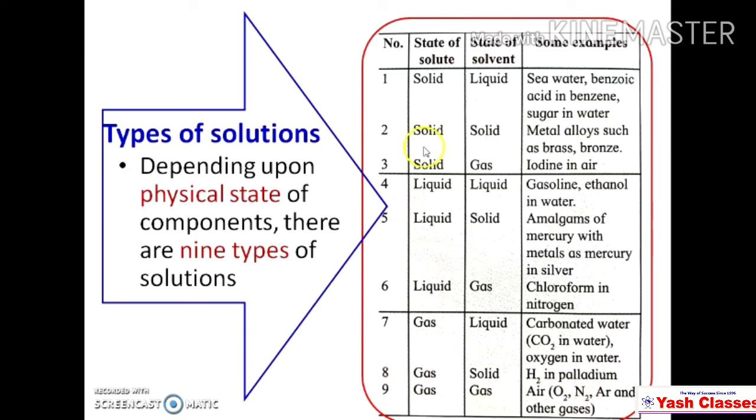So in this way, on the basis of physical state of solute and solvent, these are the 9 types of solutions. For competitive exams, just remember an example of each type. So an objective type question may be asked on this table.